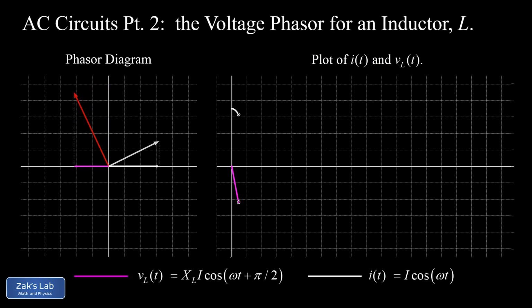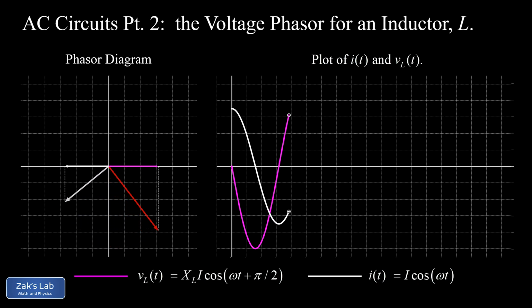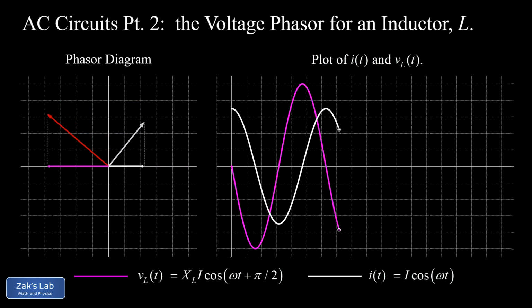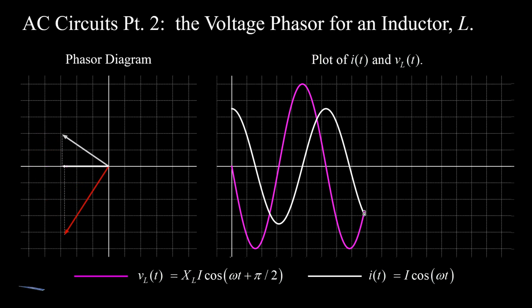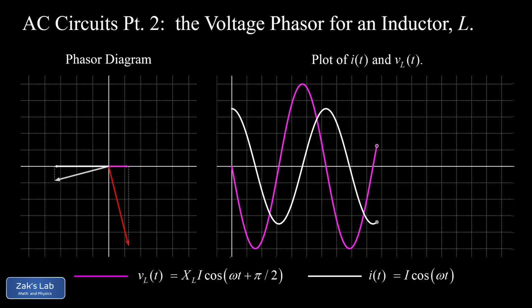In the previous video, we introduced the current phasor and derived the voltage phasor for a resistor in an AC circuit. And now we're adding to this by deriving the voltage phasor for an inductor. As you can see in the intro animation, the voltage phasor for an inductor is pi over 2, or 90 degrees, out of phase with the current phasor. In fact, it leads the current phasor by this quarter cycle increment. So things are starting to get interesting.